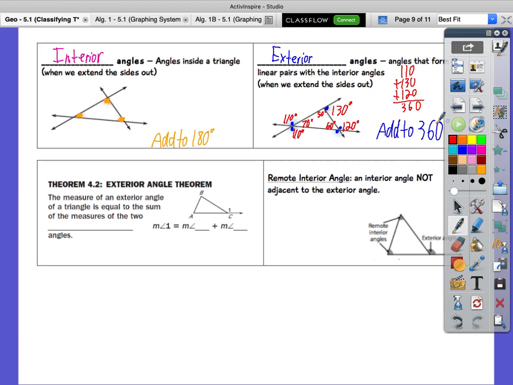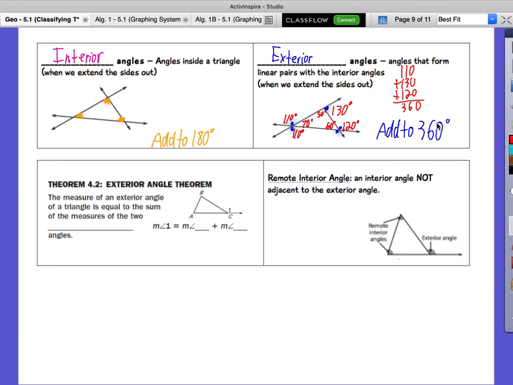Okay. So, if you take one exterior angle at each vertex, okay, they end up adding to 360 always, 100% of the time. Guarantee it. So interior angles add up to what? 180. Interior angles add up to 180. Exterior angles add up to 360.